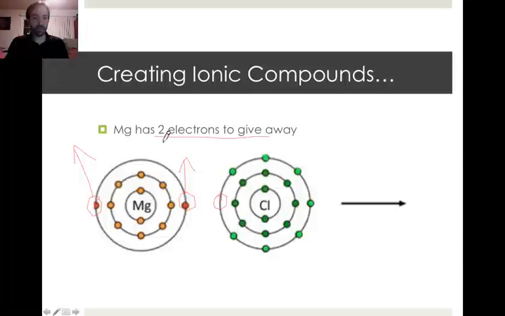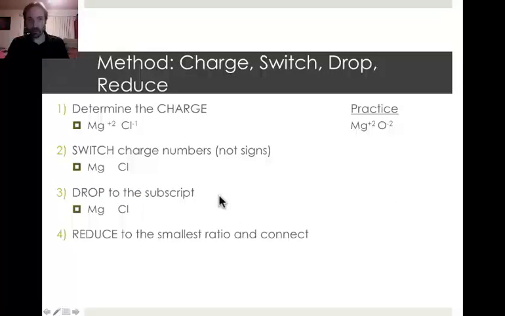So here's the question: what do you do when one atom, or ion, wants to give away more electrons than the other wants to take? We have a method for figuring this out quickly and easily. We call this charge, switch, drop, and reduce. I actually have a shorter nickname. I call this the swap and drop.